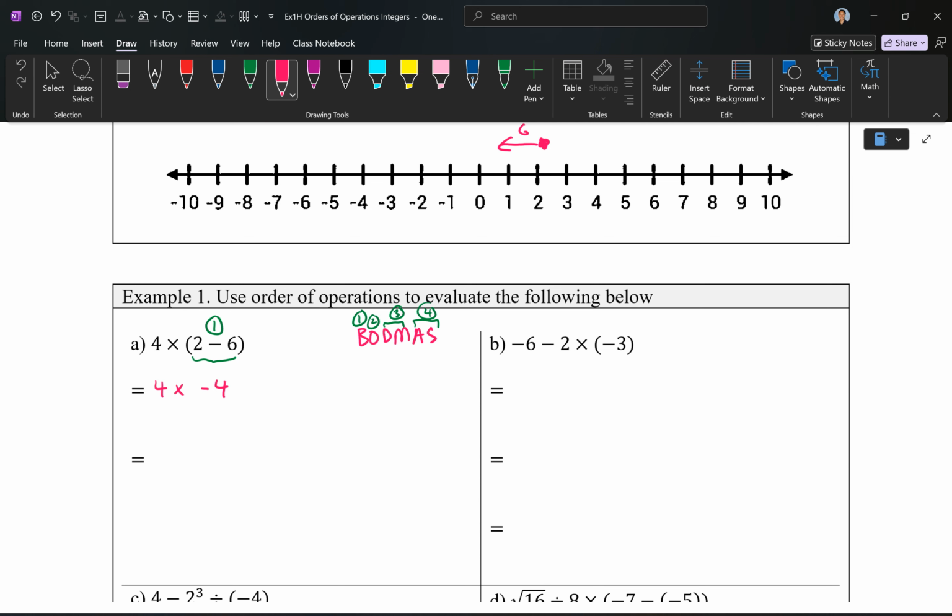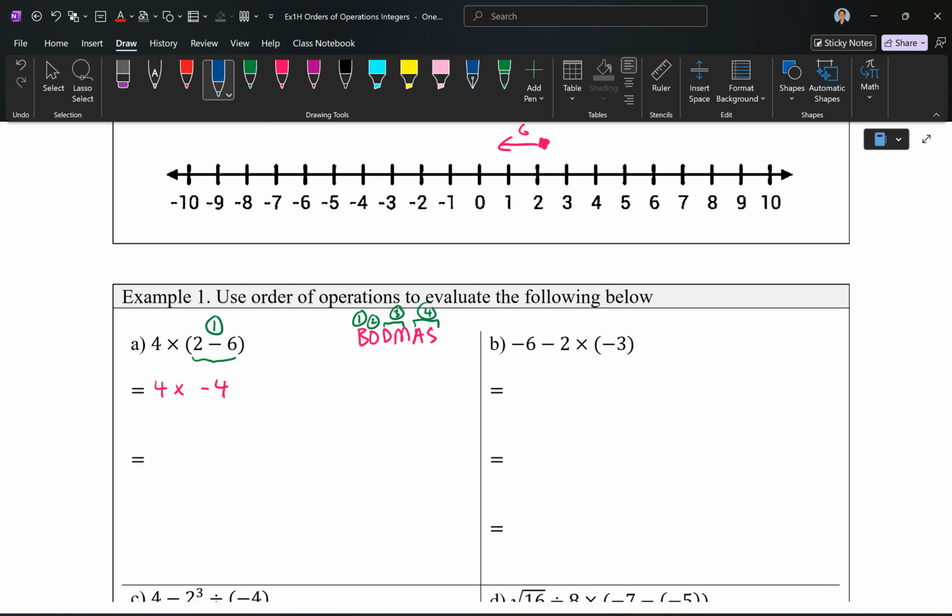Next step. Now the brackets are gone. Do I have any indices or orders? Any powers? No. So there's no power, so I skip that. Then I ask, is there any division or multiplication? Yes, there is. There is a 4 times a -4. It's not a subtract there. That means a negative. Okay, and that's where a lot of students get confused later on when I mix more negatives and subtraction. So that's a negative. So it's 4 times -4.